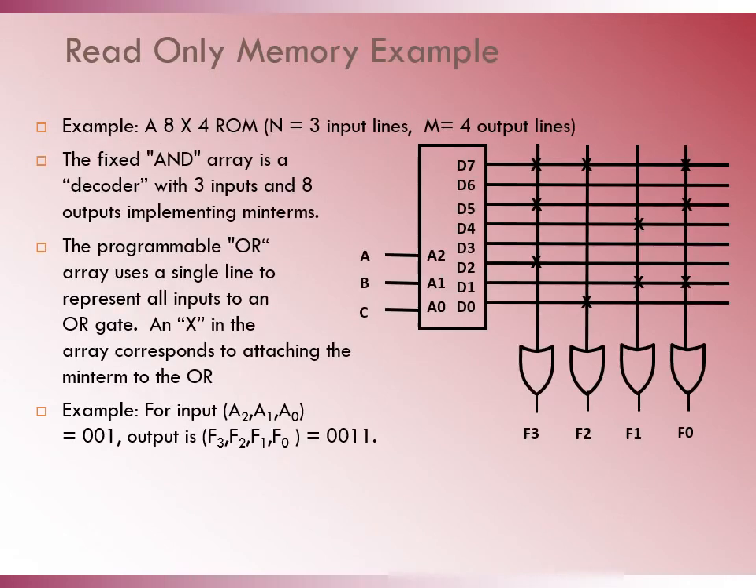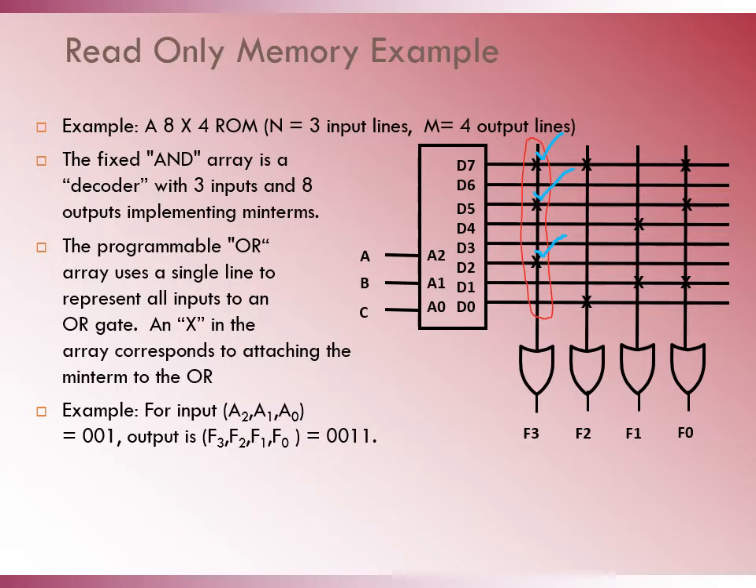Now let us consider an example of a ROM whose size is given as 8 × 4. 8 × 4 means that the number of minterms, that is 2^n, equals 8, or the number of input lines n equals 3. So we are going to use a 3:8 decoder for the fixed AND array. As the number of output lines m is given as 4, we are going to use an array of 4 OR gates. A single line represents all the inputs to one OR gate. A cross in the array corresponds to attaching the minterm to the OR gate output.